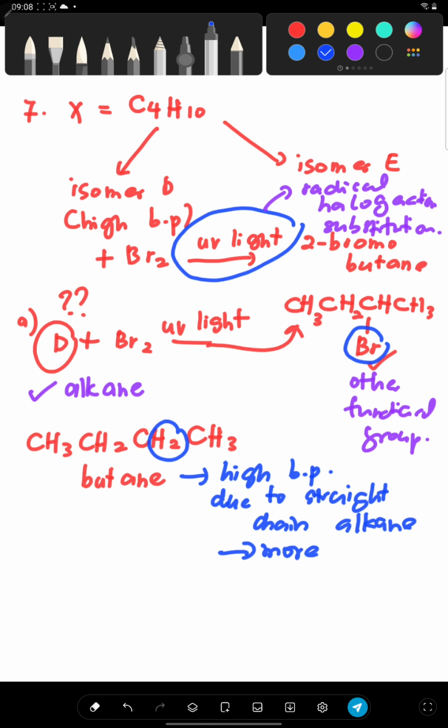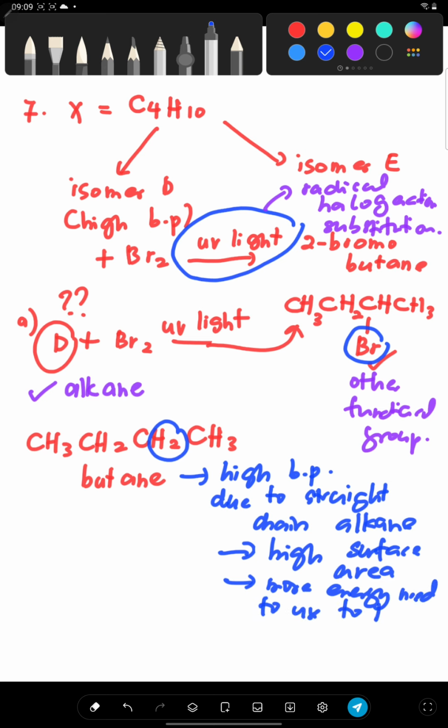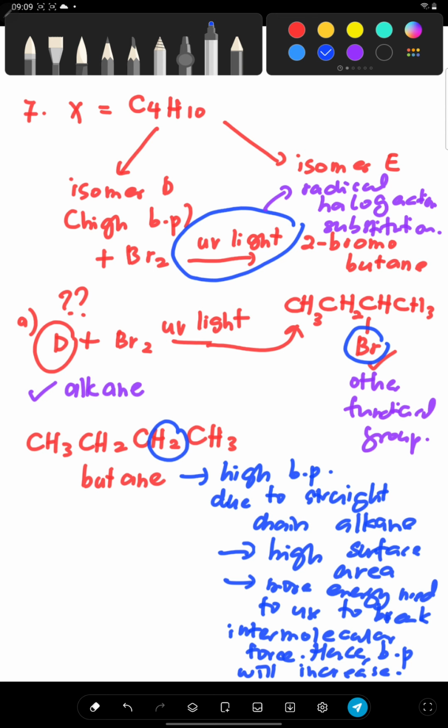So more high surface area, so more energy needs to be used to break the intermolecular forces, hence the BP will increase. Okay, basically this is the explanation, not the answer.